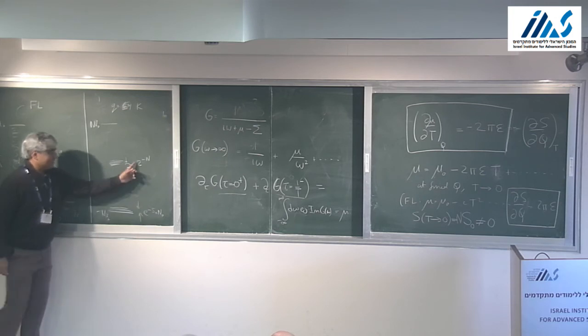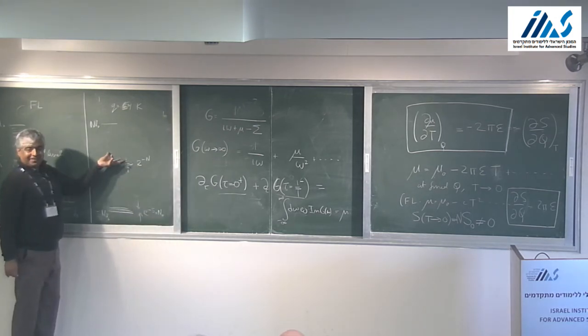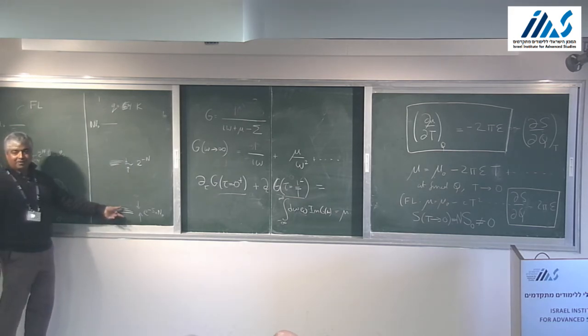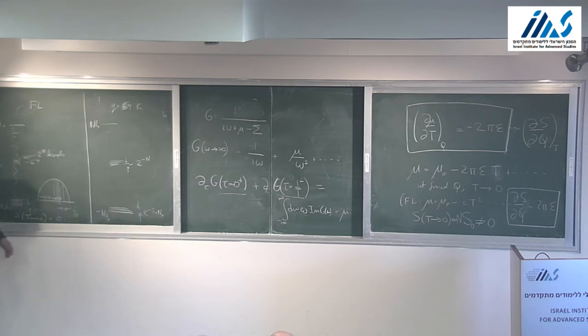You know, S naught is less than log 2, it turns out. So it's still much larger than this in the exponent. But compared to this, this is exponentially small. So it's because of this, there are so many low energy many-body states, that you have a non-zero entropy.